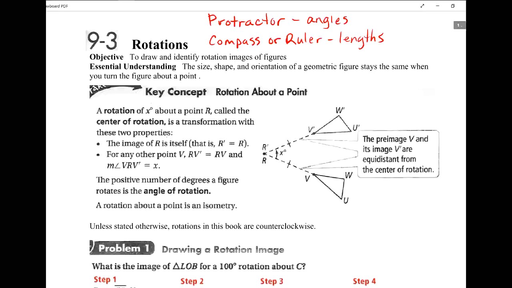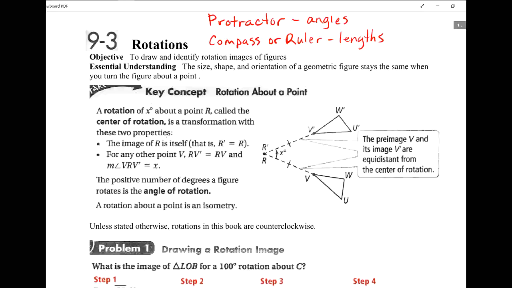9.3, rotations. Now to do rotations, you will absolutely positively need a protractor to measure the angles, and you can either use a compass or a ruler to measure the lengths. So you must have a protractor for this.